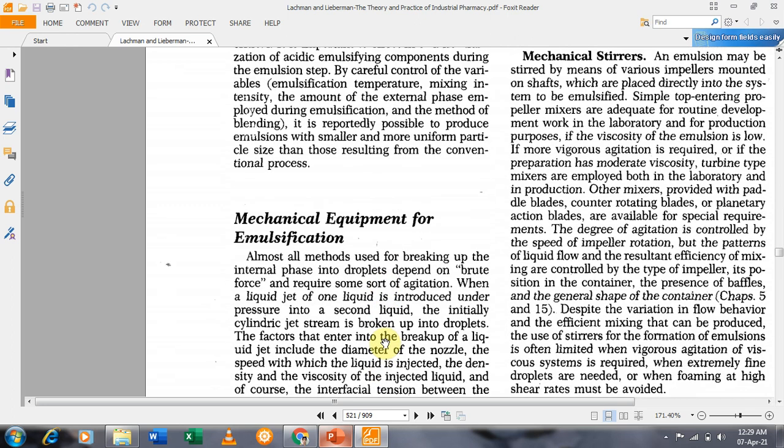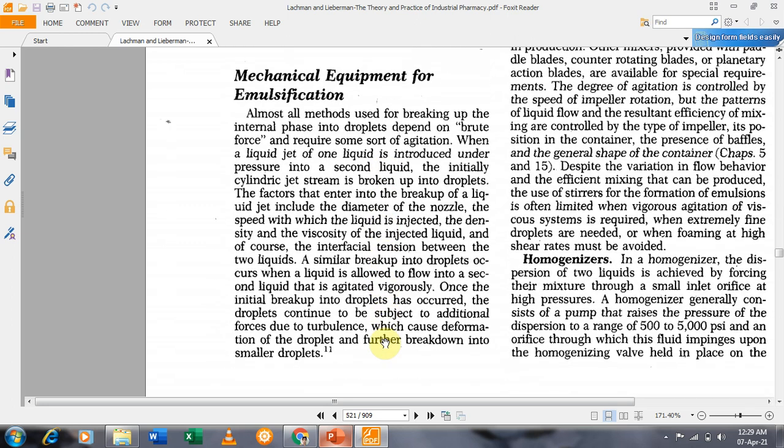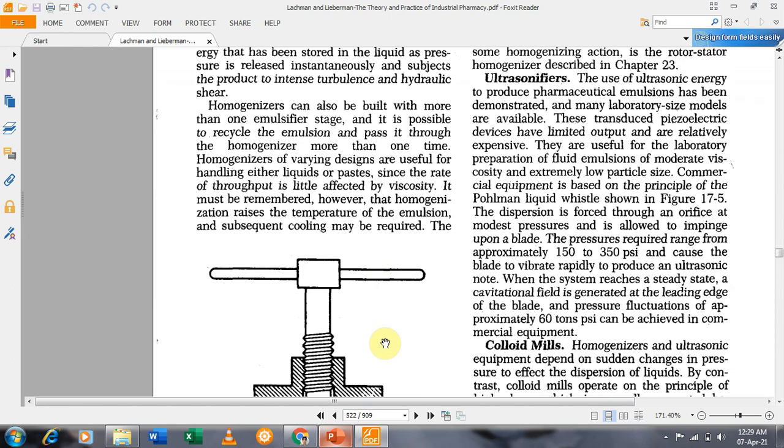Similarly, we have discussed the mechanical stirrer and the homogenizer. Varying designs of homogenizer are useful for handling either liquid or paste, since the rate of throughput is little affected by viscosity. It must be remembered, however, that homogenization raises the temperature of the emulsion, so subsequent cooling may be required.